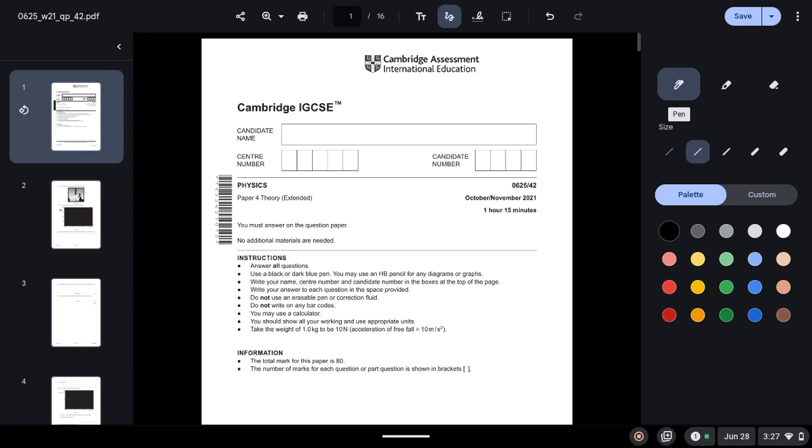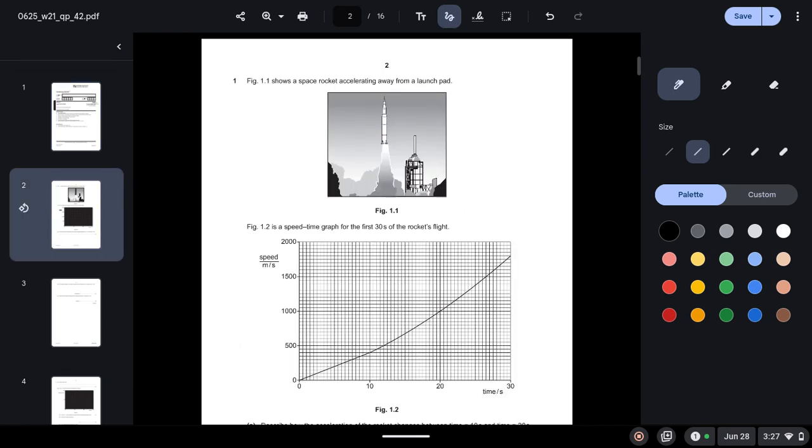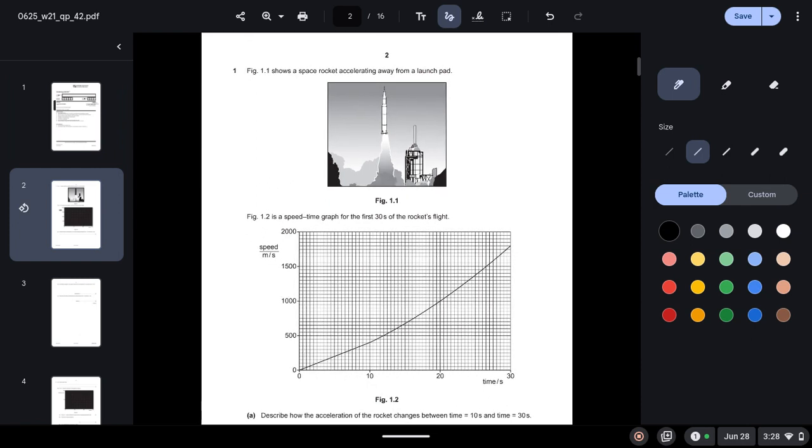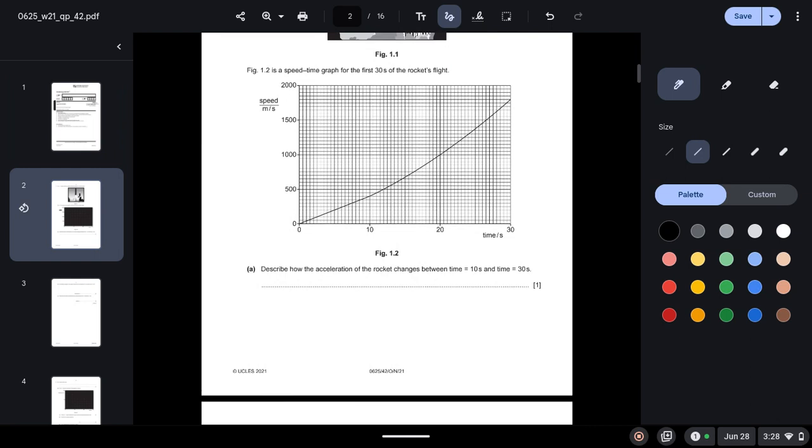Today we will be solving Cambridge IGCSE Physics Paper 4 Variant 42 of October-November 2021. Question 1. Figure 1.1 shows a space rocket accelerating away from a launch pad. Figure 1.2 is a speed time graph for the first 30 seconds of the rocket's flight. Describe how the acceleration of the rocket changes between time 10 seconds and time 30 seconds.